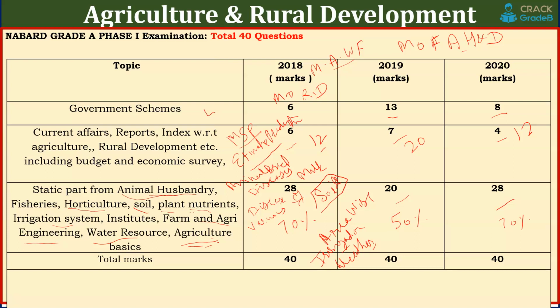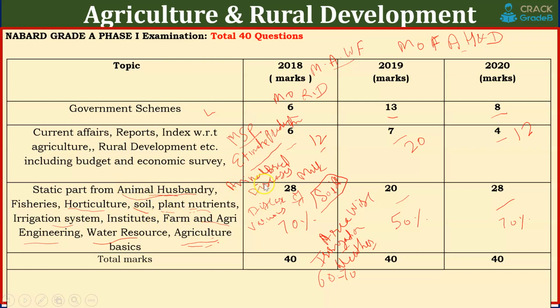Also, we are covering specific content, so that you can easily attempt at least 60 to 70% questions of agriculture. No one can do 100% because agriculture itself is a vast subject. So these are the main important topics from where the questions have been repeated.